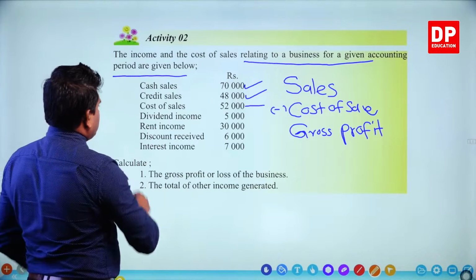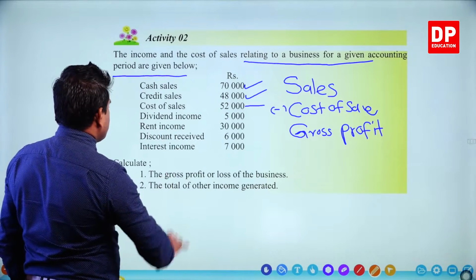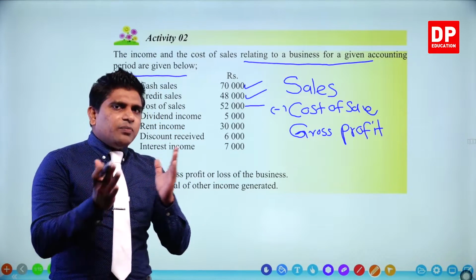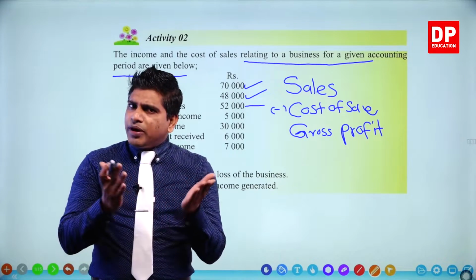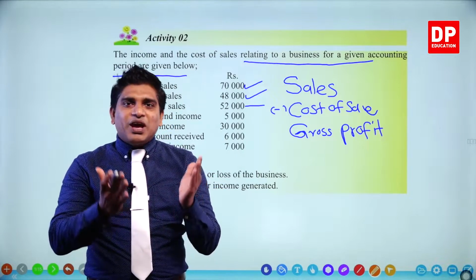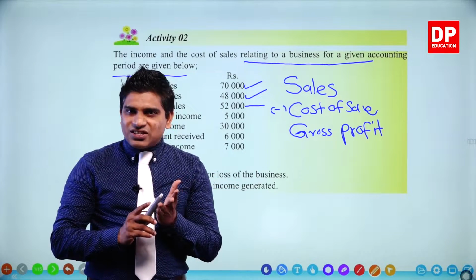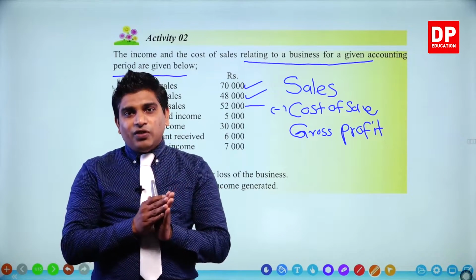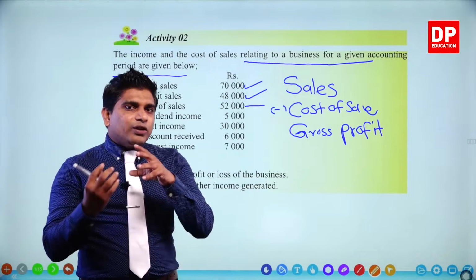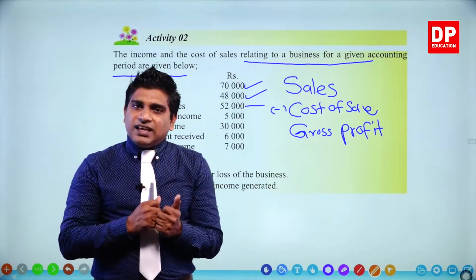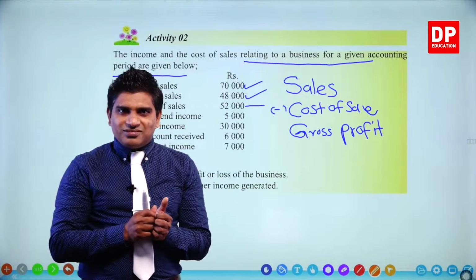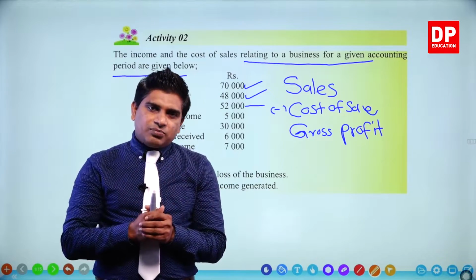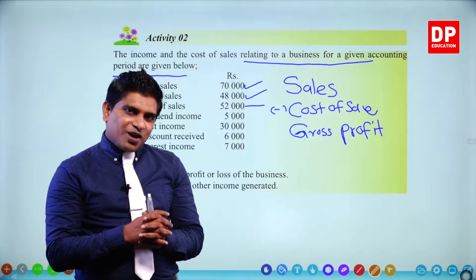After that, they have given in this question dividends income, rent income, discount received and interest income. These are the other income, right? Especially the trade-in part of the profit and loss statement. What do you mean by trade-in part? Trade-in part means where you record sales and purchase related expenses. On the top of the profit and loss statement, we find gross profit. Where you calculate the gross profit, that part we generally say trade-in account, the top part of the profit and loss statement, right?